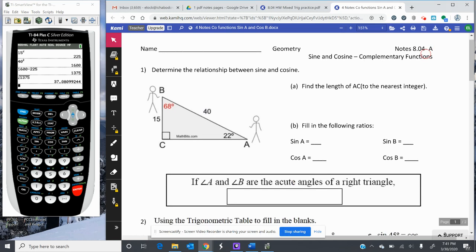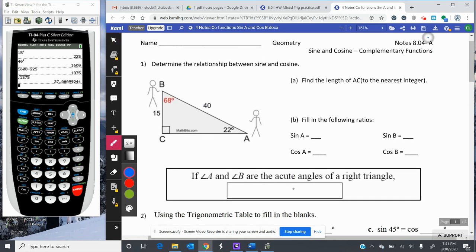Welcome to Notes 8.04, Getting Started. Today we're looking at the relationship between the sine function and the cosine function. Now those words are very similar, sine and cosine. There's only that "co" kind of labeled in front of cosine. We're going to see what that means here in a minute.